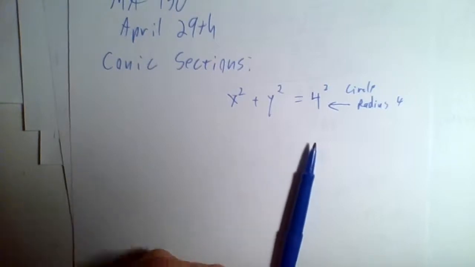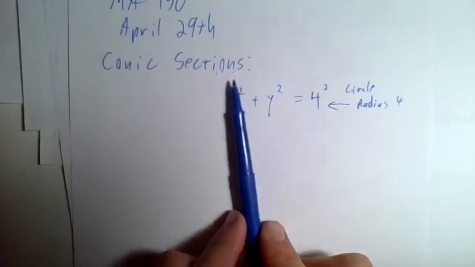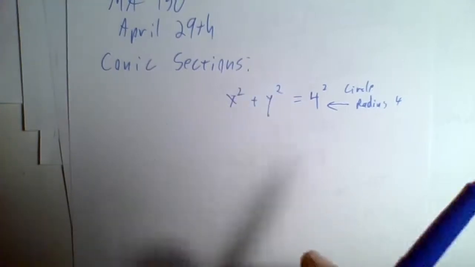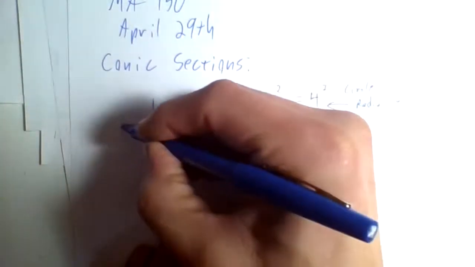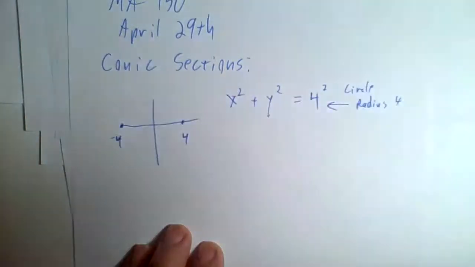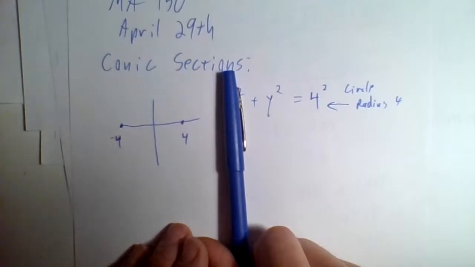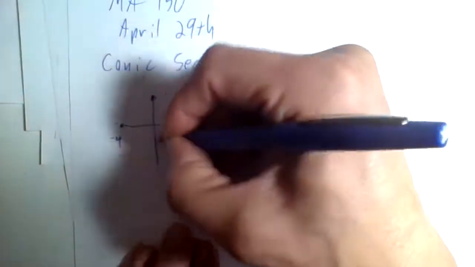The intercepts aren't hard to find. If y is 0, this whole term is 0, and you have x equals plus or minus 4. So those are the x-intercepts of the thing at plus or minus 4 on the x-axis. And if x is 0, this term is 0, then y is plus or minus 4. So this is going up to 4 and down to minus 4.